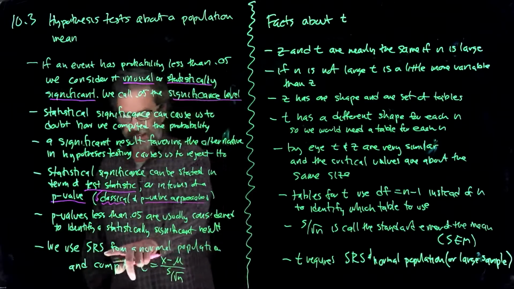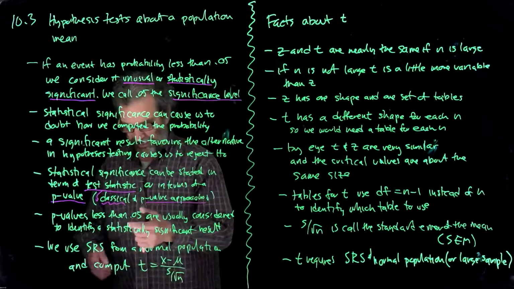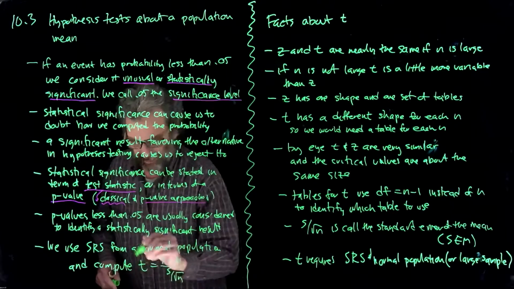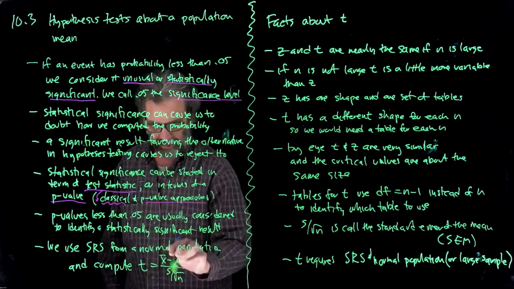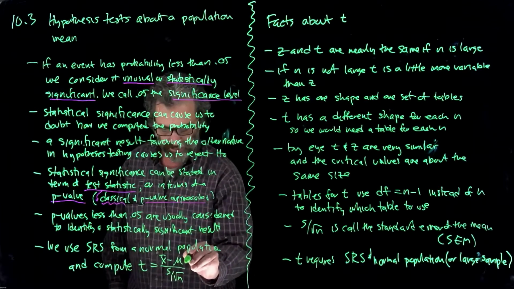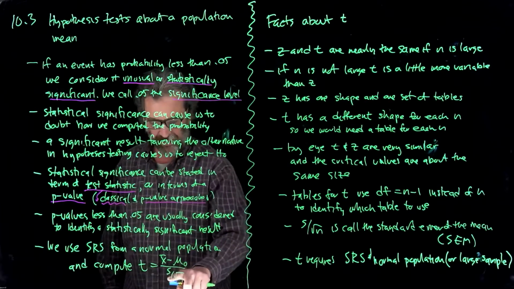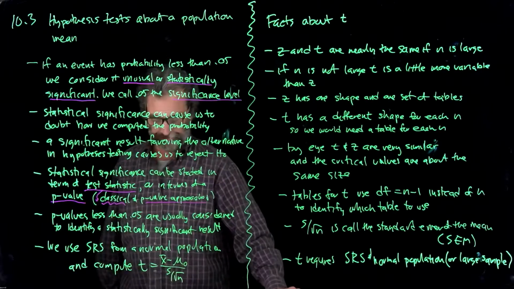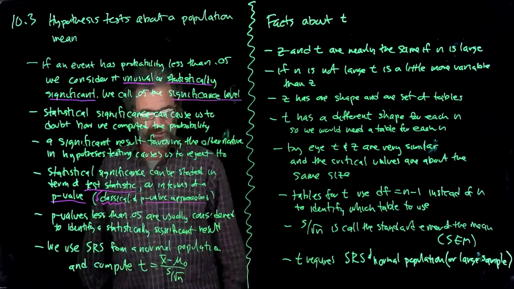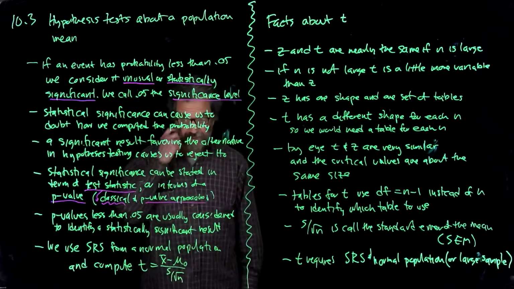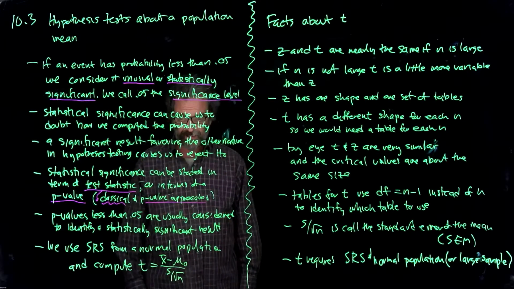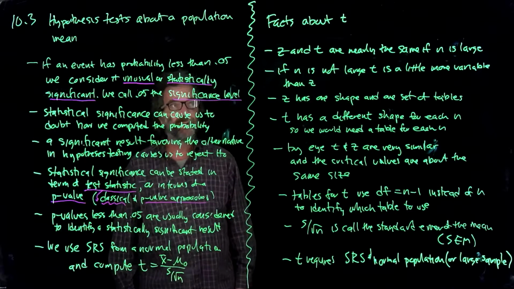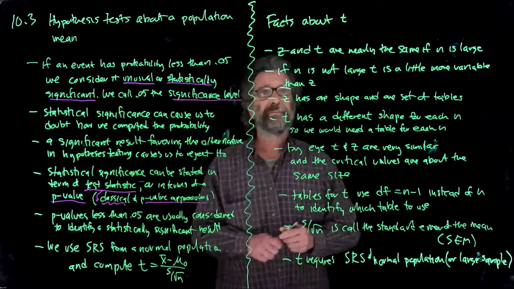We use simple random sampling from a normal population, and we compute t, which is x bar minus mu, sometimes we write mu naught because it belongs to the null hypothesis, over s over root n, to do hypothesis testing for the population mean. All right, and so we're going to re-examine some of the properties of t that we're going to need coming up. So here we go, facts about t.